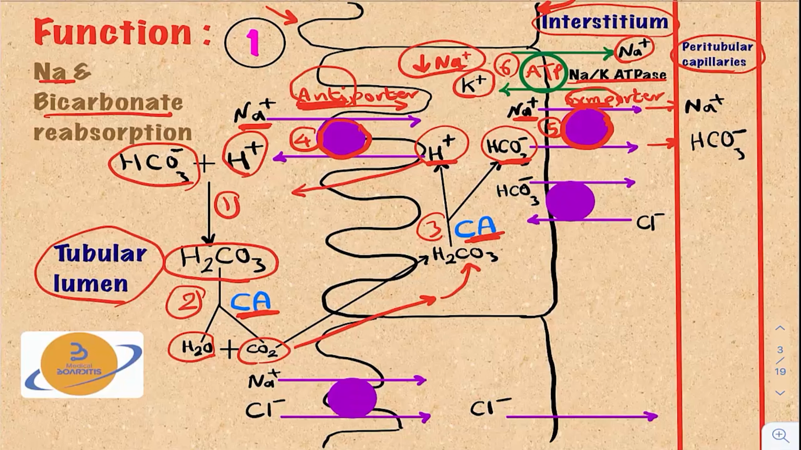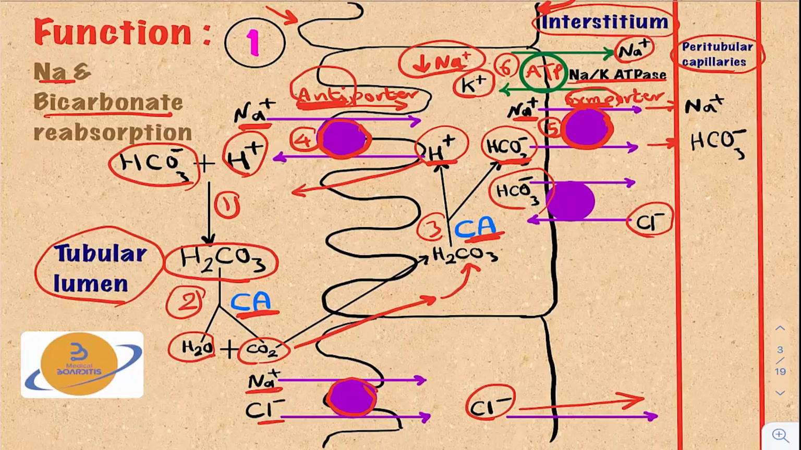Finally, two additional points. The bicarbonate can move into the interstitium in exchange for chloride to maintain the electrical neutrality. And then the sodium and chloride, through the sodium chloride symporter, can move into the brush border cells, and then the chloride can move back into the interstitium. So the bottom line of all these steps is that maintaining low intracellular sodium is the key for the reabsorption of bicarbonate.